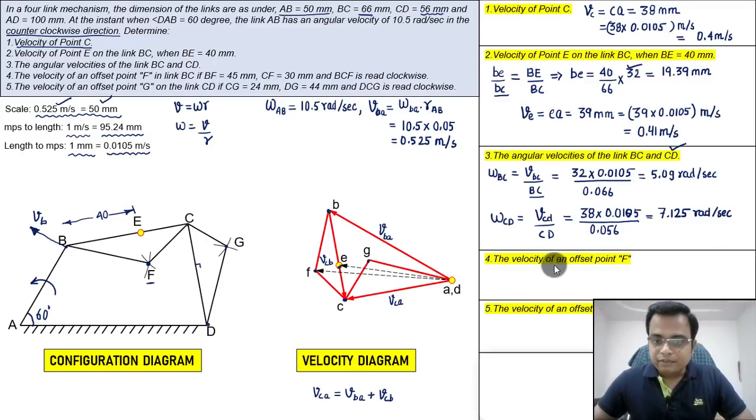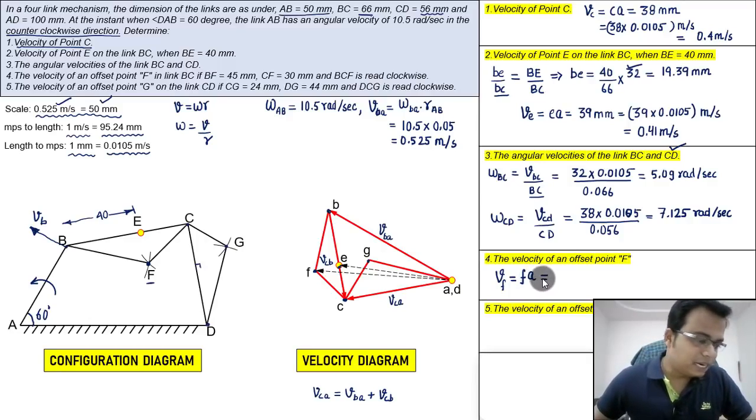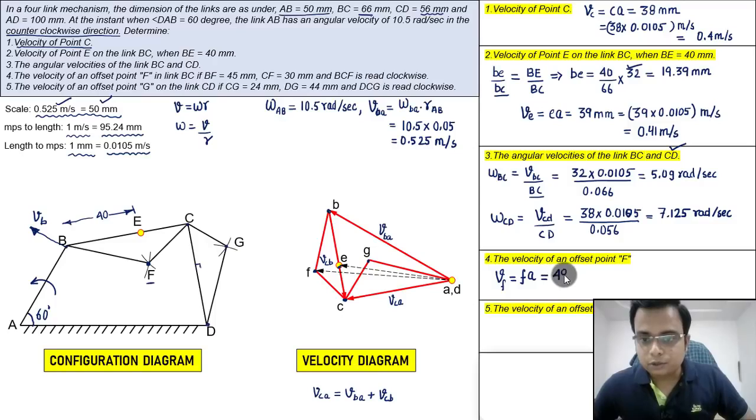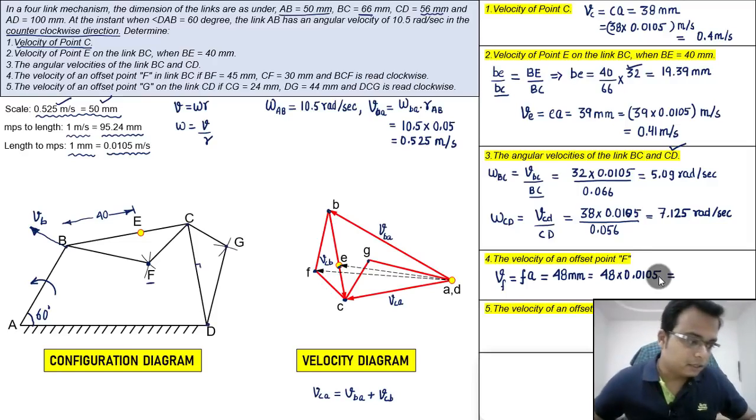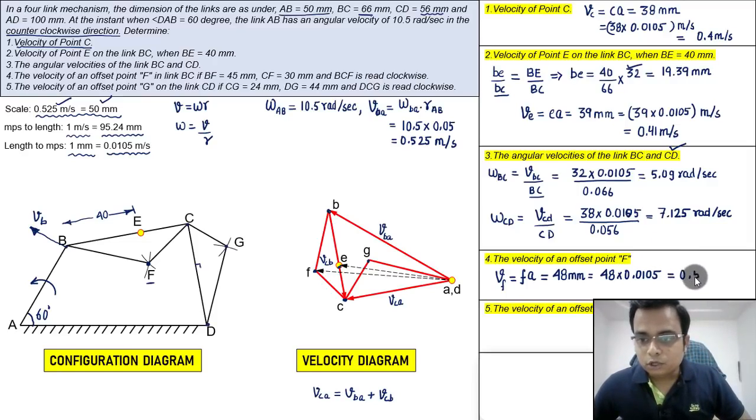Finally, we need to find the velocity of an offset point F. You need to find the velocity of F with respect to this fixed length. So measure this F to A with the help of a scale. Vf is equal to FA, and this measurement will work out as 48 millimeters. And you know the drill now. In order to convert this into meters per second, here we have it, 48 multiplied by 0.0105, and on doing the math, the value that you will get is 0.504 meters per second. That's it.